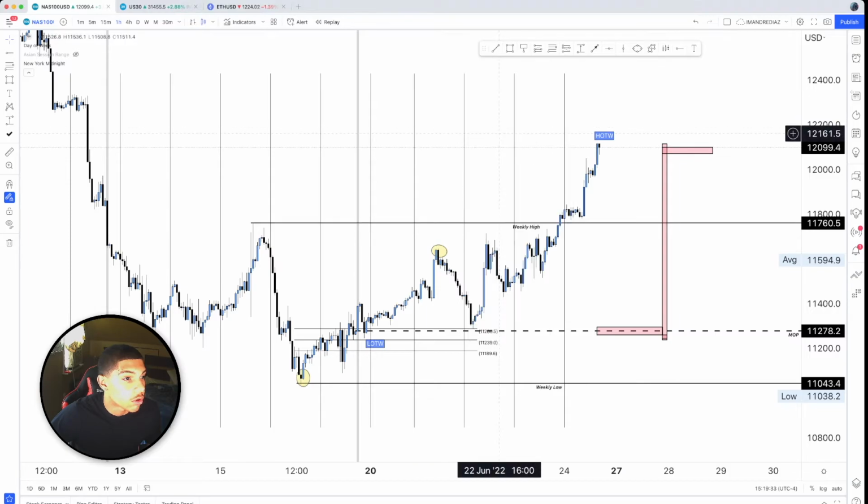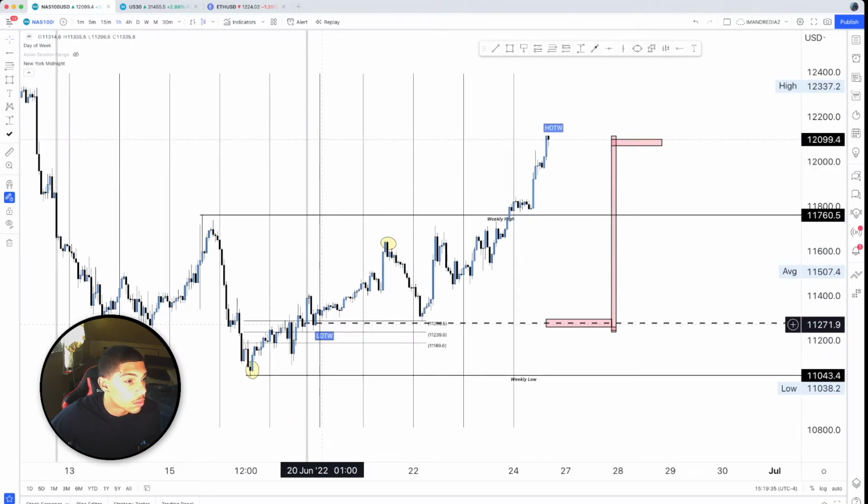But this is the overall analysis of what we had for the week. The market open created this low point, below the market open price. We then kept expanding, created this high point on Tuesday. From Tuesday, we had a retracement into Wednesday.